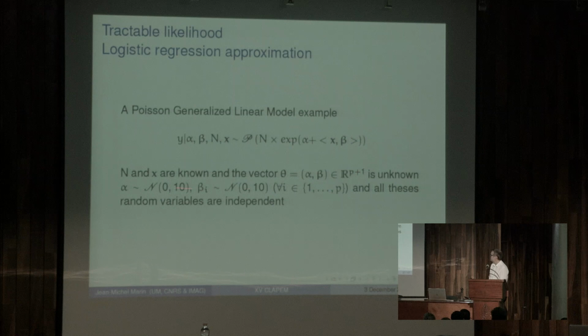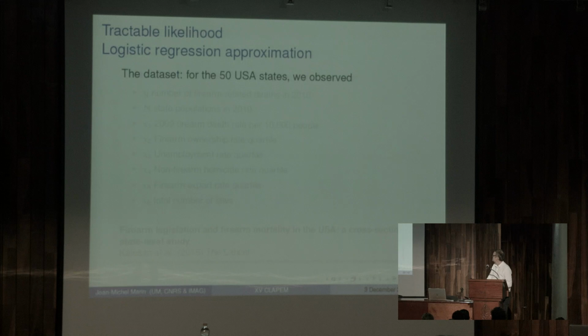is unknown. I won't discuss the prior today, so we take a Gaussian prior with variance equal to 10. All these random variables associated to the parameters are supposed to be independent.